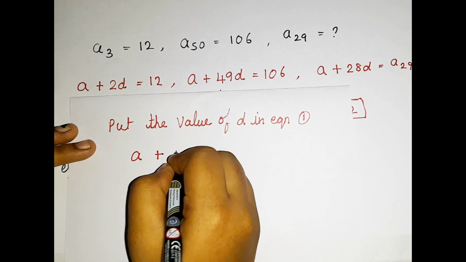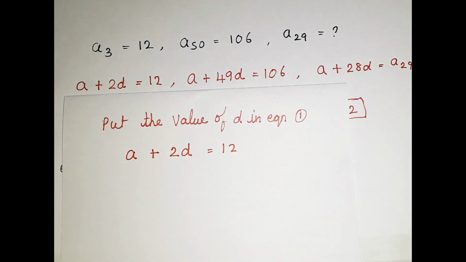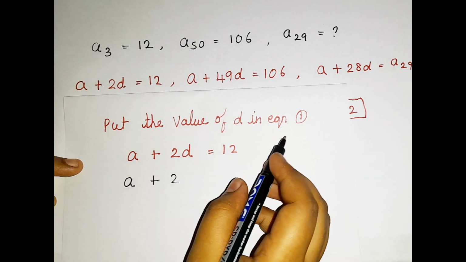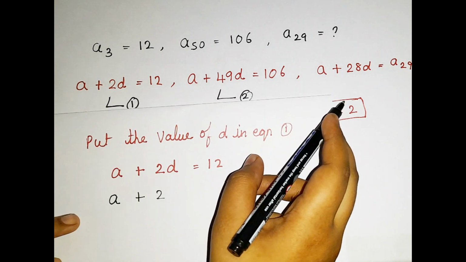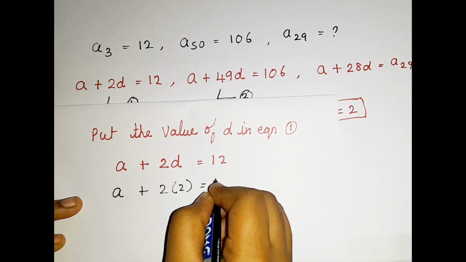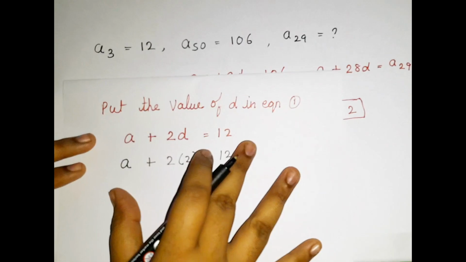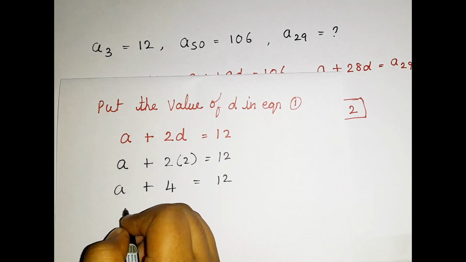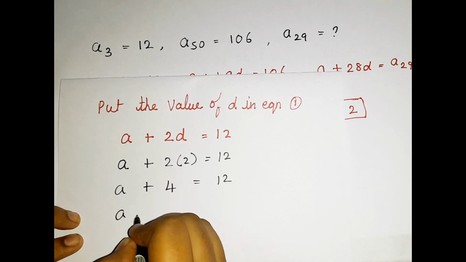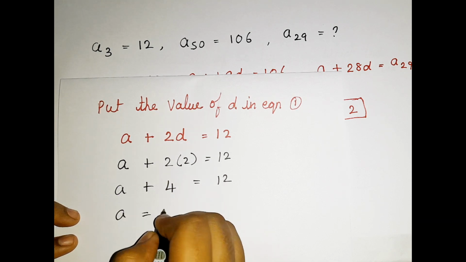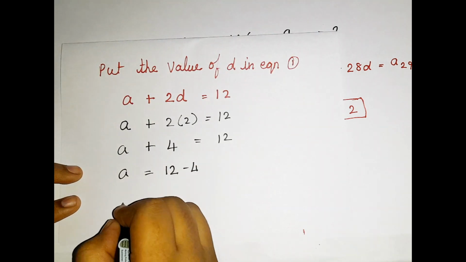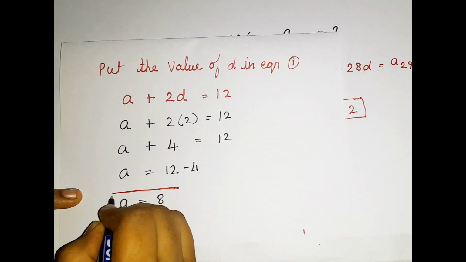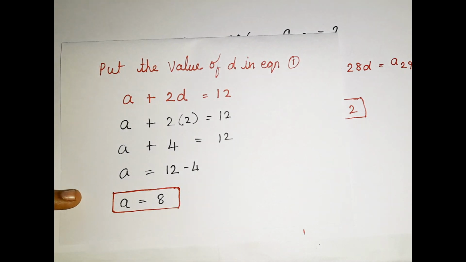So a plus 2d is equal to 12. Let us write a as it is, plus 2, where the d value is 2, so a plus 2 twos are 4, is equal to 12. Then we write a as it is, and here it is plus 4. When it comes to that side, it changes into minus 4, so a is equal to 12 minus 4, it is 8. So now we got the a value: a is equal to 8.